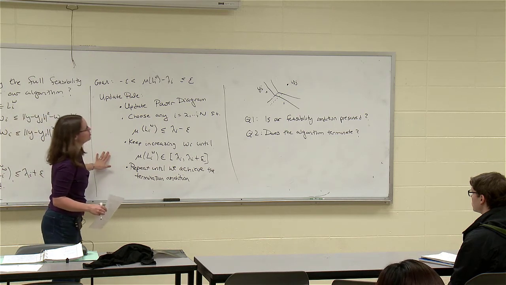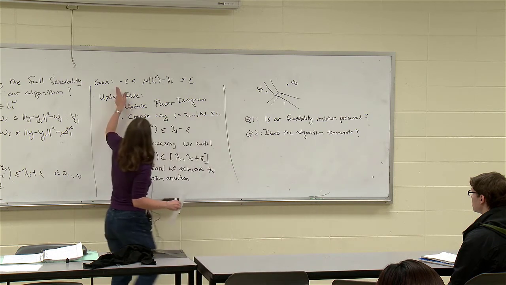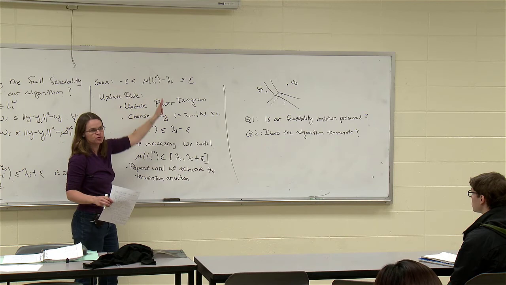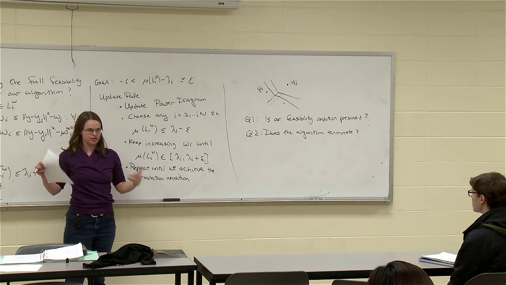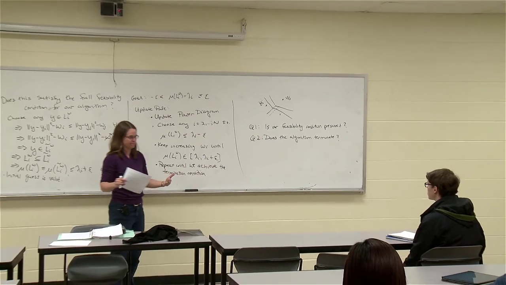So if these two things are true, if we preserve feasibility and we terminate, then at the end of the day, all our masses are going to be in the region that we want them to be. And then we're going to say, okay, to within this tolerance, we've computed an optimal transport solution.